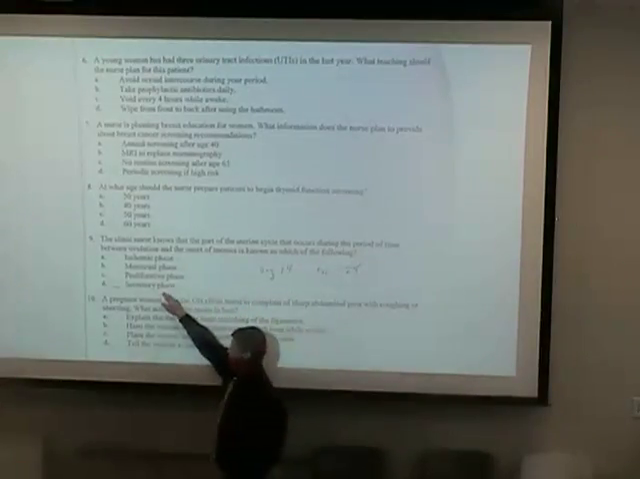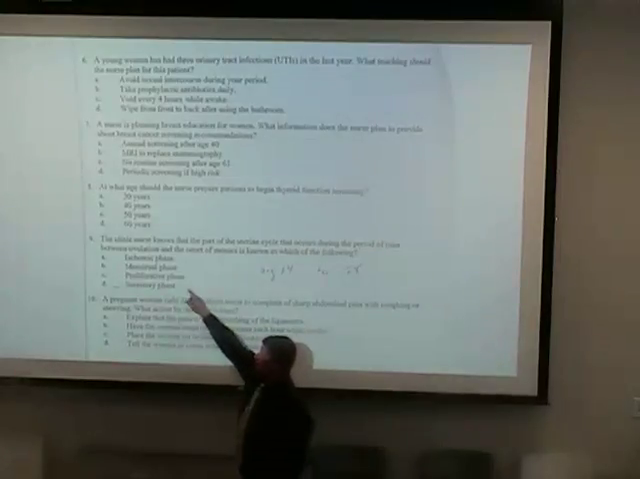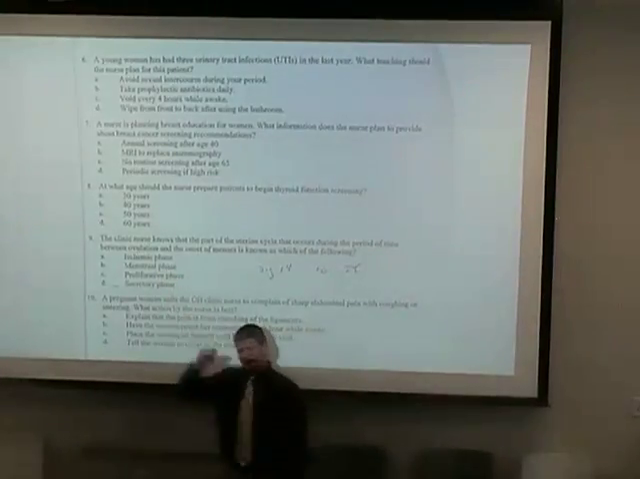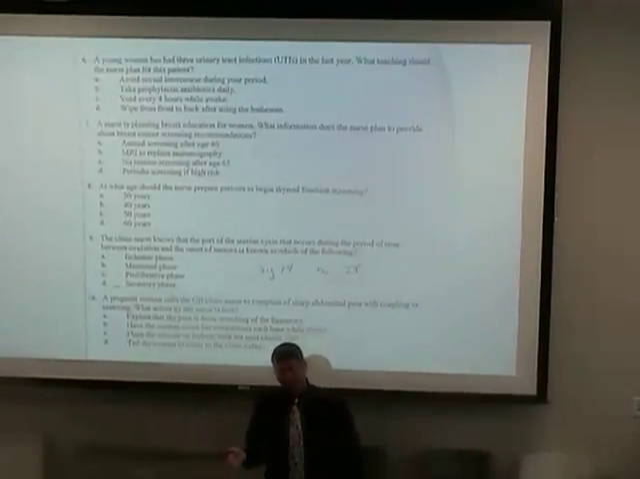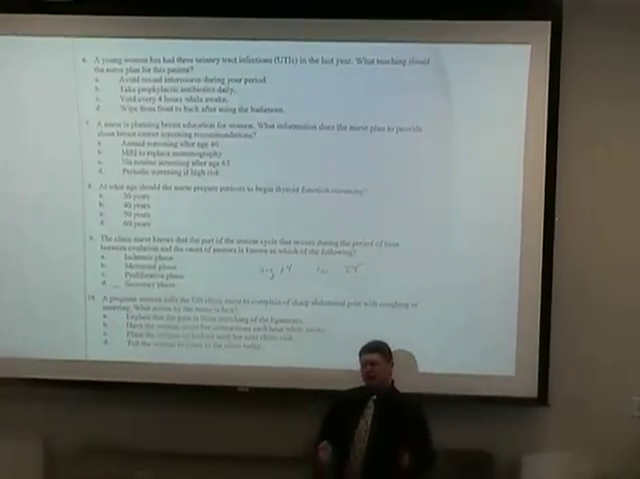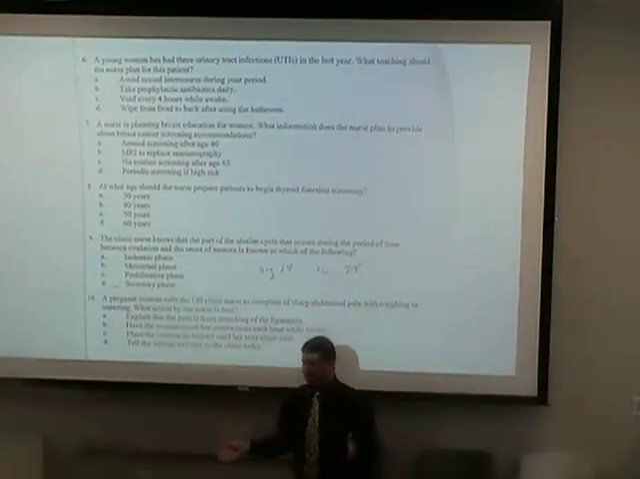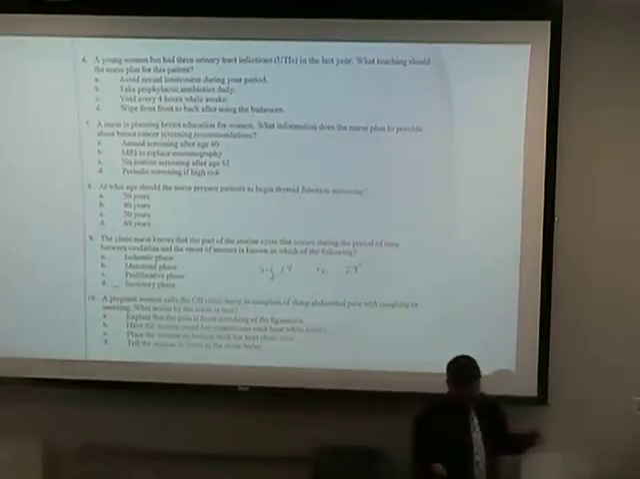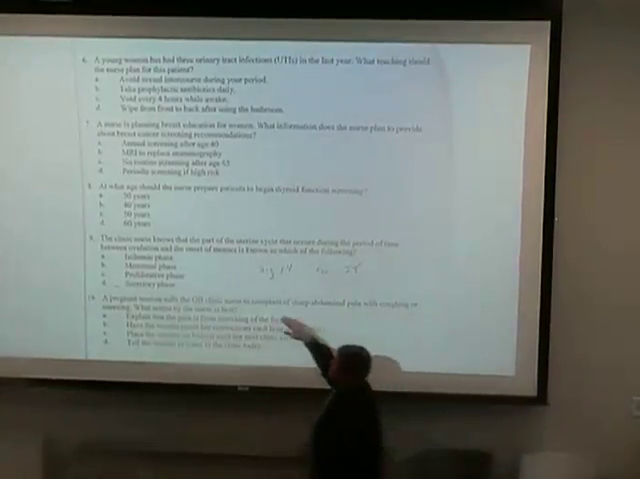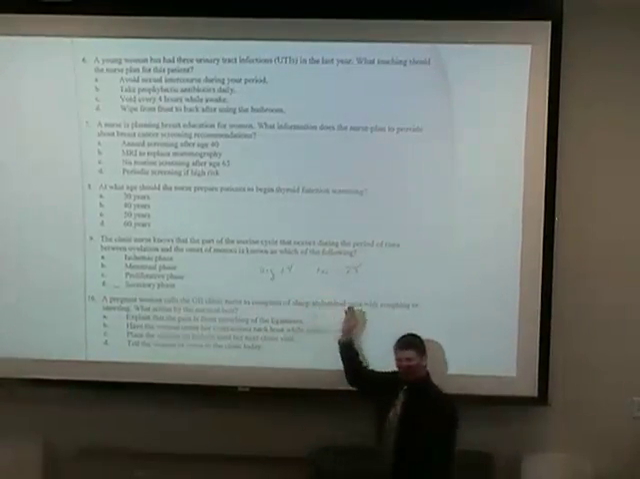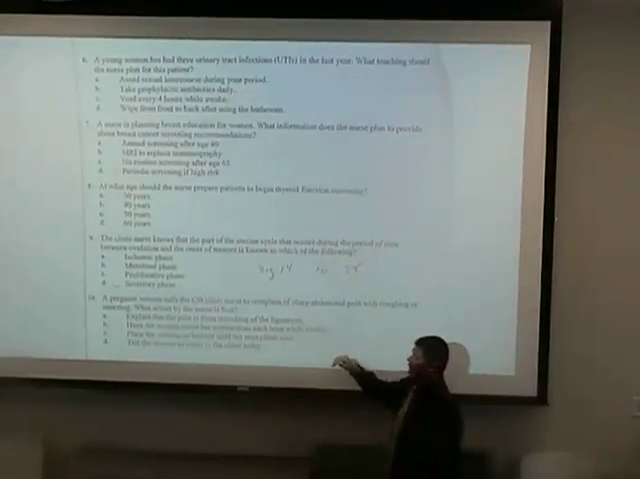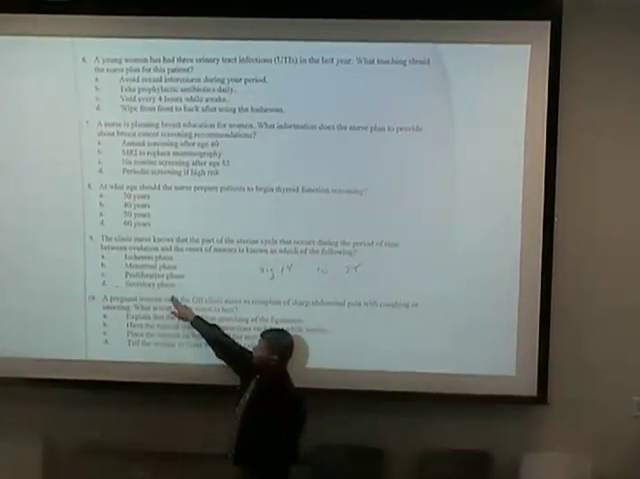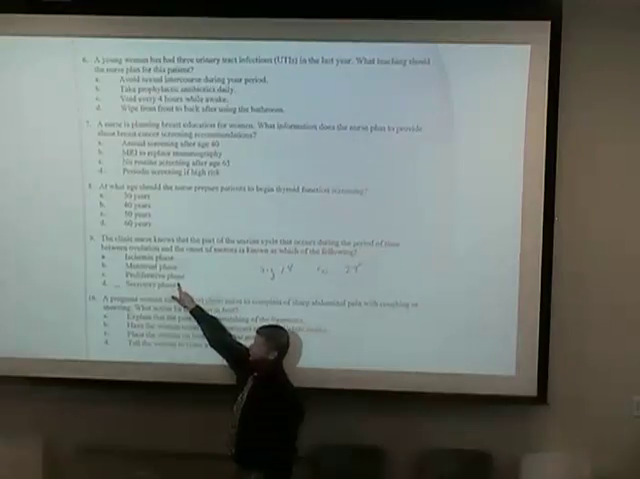Secretory. Exactly. A lot of people said ischemic, but ischemic is day 27 and 28. That's when blood flow is cut off to the area and it sheds and you start to lose your endometrium, right? So had it said, what is day 27 and 28 of the menstrual cycle, ischemic would have been a good idea. But understanding that the secretory phase, and a lot of people said proliferative too.